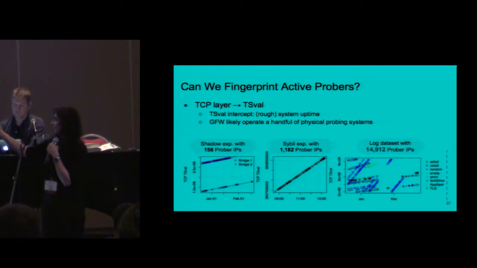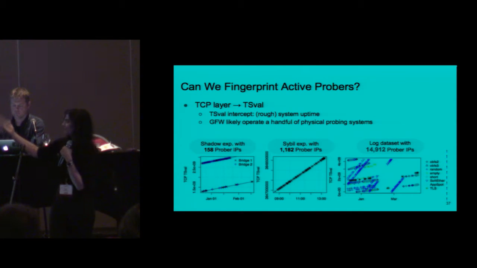found an obviously linear pattern, especially in the Sybil experiment. As you know, the timestamp roughly shows system uptime, and for packets that originated from 1,000 prober IPs, we shouldn't have seen such a striking pattern. So what this suggests by itself is that the Great Firewall operates a handful of physical machines that do the active probing.